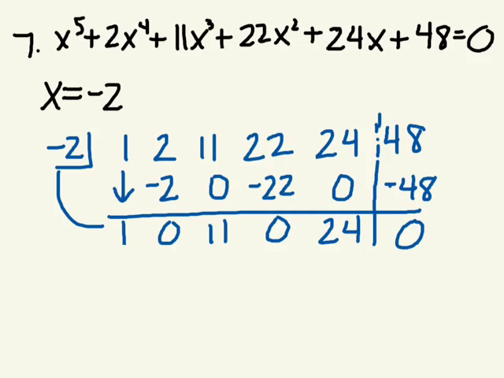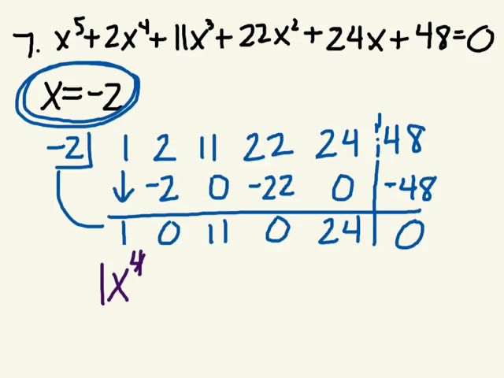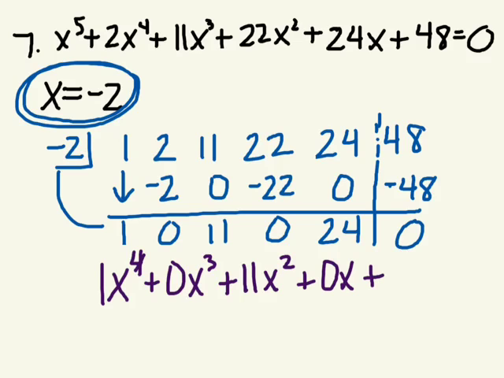So again, we've done two things. We've verified that -2 is indeed a root, and we've gotten a smaller polynomial out. Since we started with x to the 5th, the polynomial that we get out here is going to be x to the 4th. So this is 1x to the 4th plus 0x cubed plus 11x squared plus 0x plus 24, and I'm going to set that equal to 0.